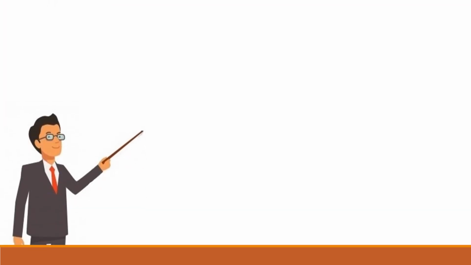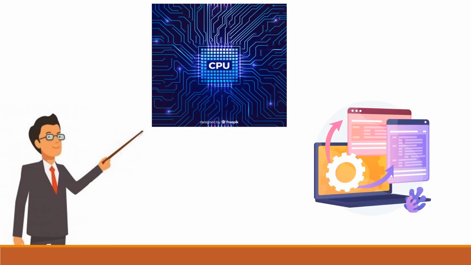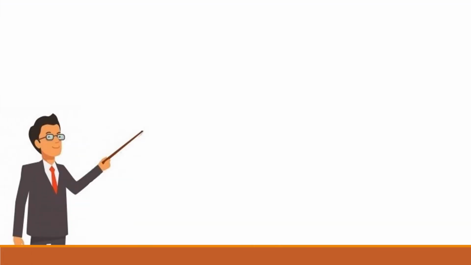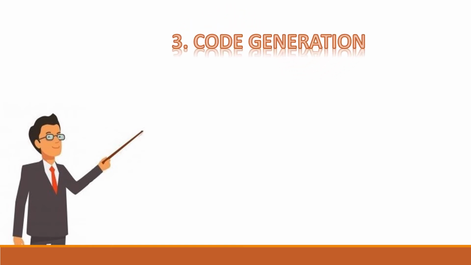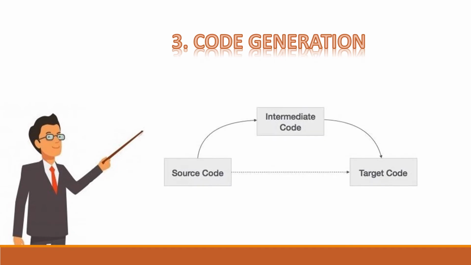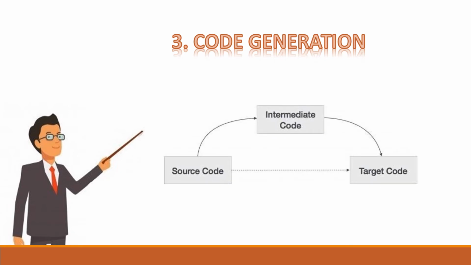As it performs code optimization for the intermediate code, it consumes less space and avoids wastage of resources such as CPU and memory. The length of the program is reduced here. The last phase is code generation. Code generation translates intermediate code into relocatable machine code. In code generation, eventually it converts source code into target code.